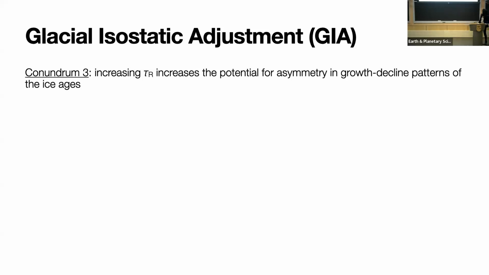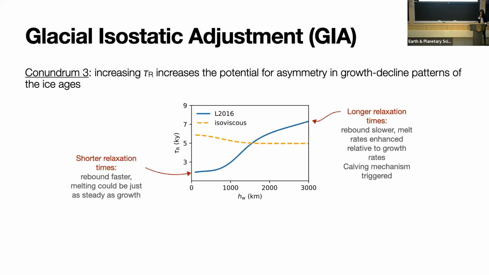So the final conundrum, it's more of a speculation because I've not really explored this idea, but I do believe that increasing tau R has the potential to also increase the asymmetry in the growth and decline patterns. So as I said earlier, larger ice sheets are associated with longer relaxation times, and that is the fact that's key in producing those enhanced ice melt rates, which is what's observed in that kind of slow growth, rapid decline. So smaller ice sheets, on the other hand, have shorter relaxation times.